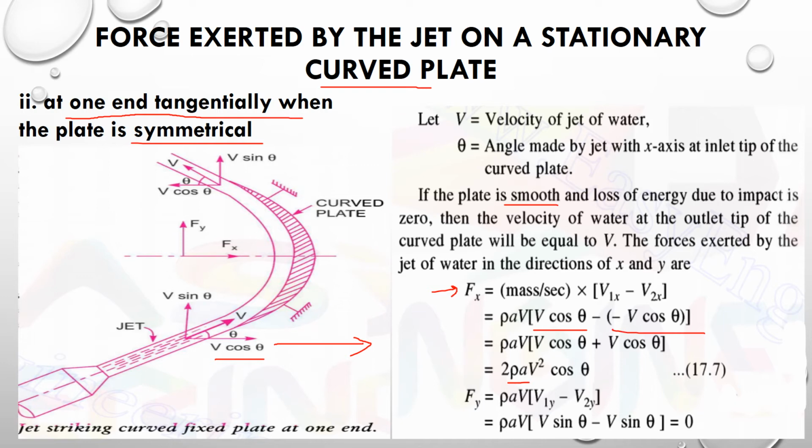Finally, we will get the answer like this. And similarly, we will have a component Fy, and substituting the values, we will get the answer. The Fy component will be 0 in the case of a curved symmetrical plate, when the jet of water is striking at one end tangentially.